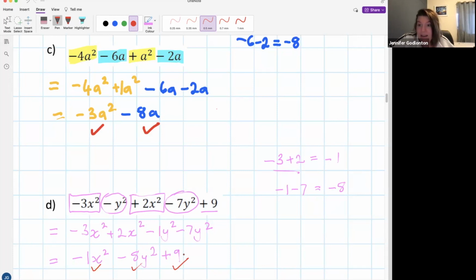Exactly. We are adding the like terms. That's exactly what we're doing. But remember, when we're adding, we just take whatever signs are there. So if I'm adding these two together, all I'm doing is saying negative 3x squared plus 2x squared. That's all I'm doing.